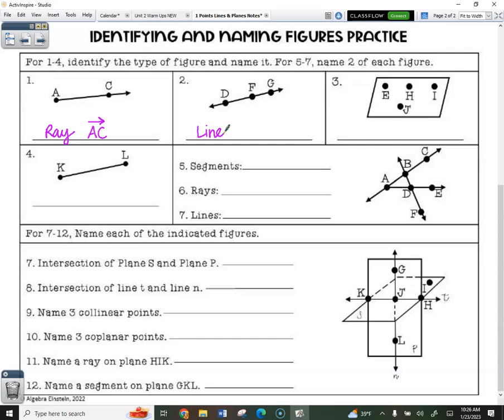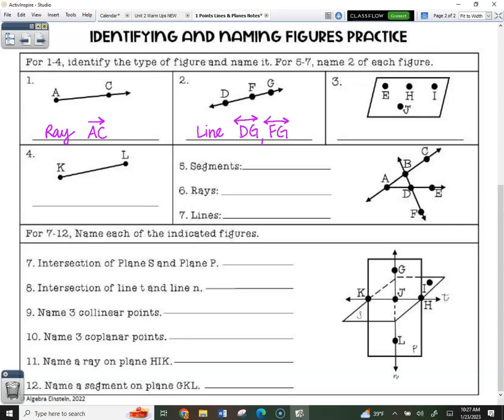Only name lines by 2 letters. So you could call it line DG. Or the rest of the other letters that I have up there. You just pick 2 points on it, and that's how you name it, okay? Y'all with me?